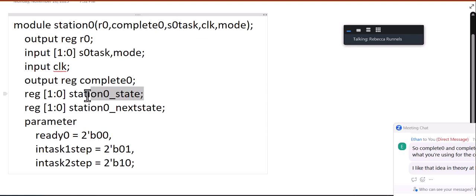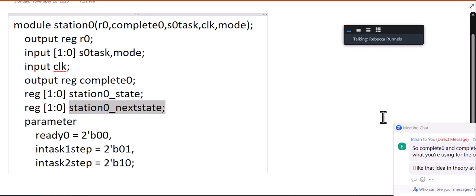So you'll have whatever state it's in right now, and then you'll have the logic that'll tell you whatever the next state is going to be. And then I'll talk about these parameters in a minute. These are the states that I thought I needed for station 0, and I'll come back to that for a minute. So the parameters are not inputs or outputs, those are definitions of the state. And station 1 is going to be exactly the same, except it will have different states. But it will have R1, complete 1, S1 task, but other than that, it will be the same.